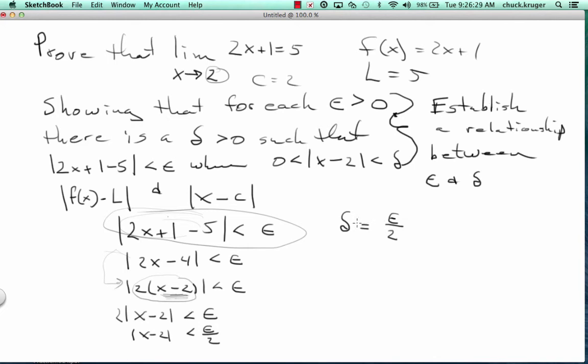So what I do is I let epsilon, or excuse me, I let delta be epsilon divided by 2. And in doing that, I've established my relationship, because as epsilon decreases, so does delta.